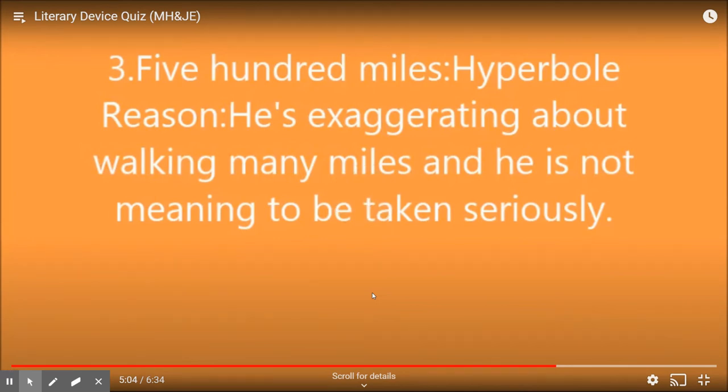Okay, so in our 500 Miles song, the artist uses hyperbole because he's exaggerating about how many miles he has to walk. And he's exaggerating about walking 1,000 miles. He's not meaning it seriously.